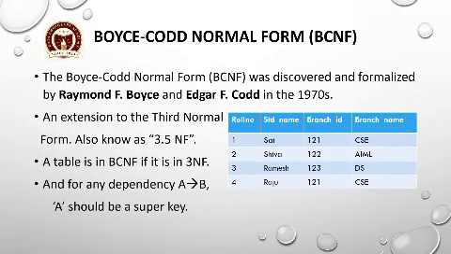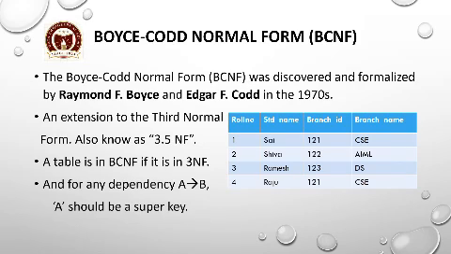At last, I want to discuss Boyce-Codd normal form. Boyce-Codd normal form was discovered and formalized by Raymond F. Boyce and Edgar F. Codd in the 1970s. Boyce-Codd normal form is an extension of third normal form and is also popularly known as 3.5 NF. If a relation is said to be in Boyce-Codd normal form, it must be in third normal form. And for any dependency, B depends on A, A must be a super key.